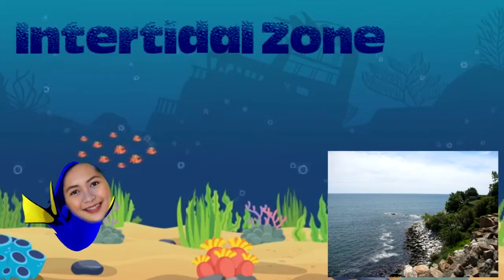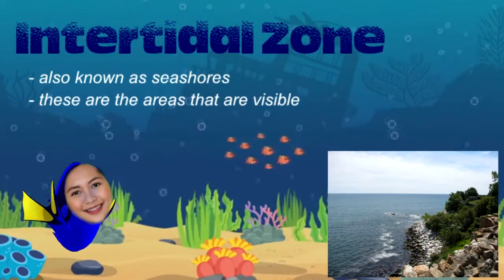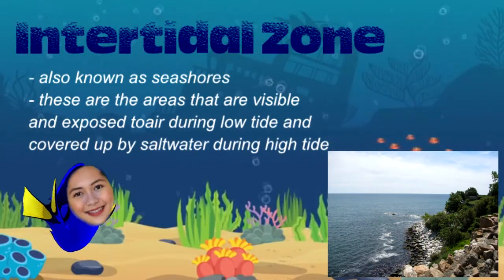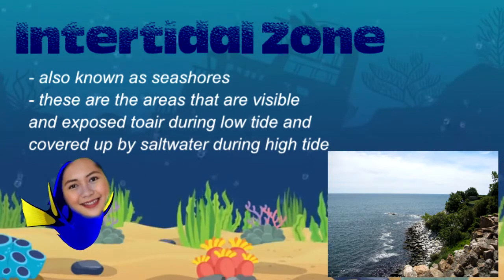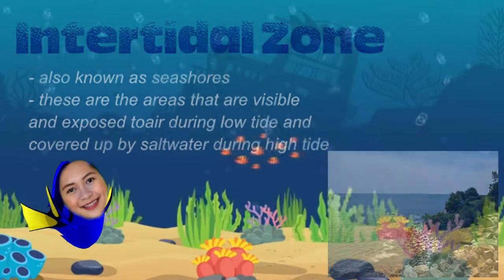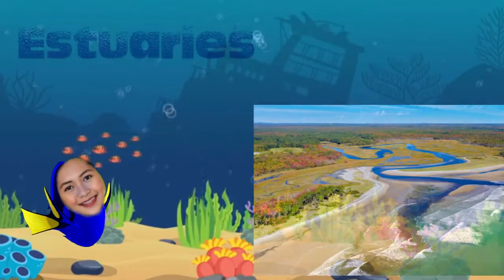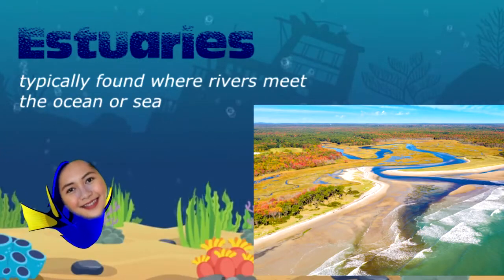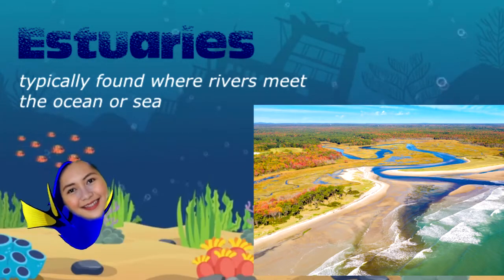Next is the intertidal zones, also known as seashores. These are the areas that are visible and exposed to air during low tide and covered up by salt water during high tide. While the estuaries are typically found where the rivers meet the ocean or sea.